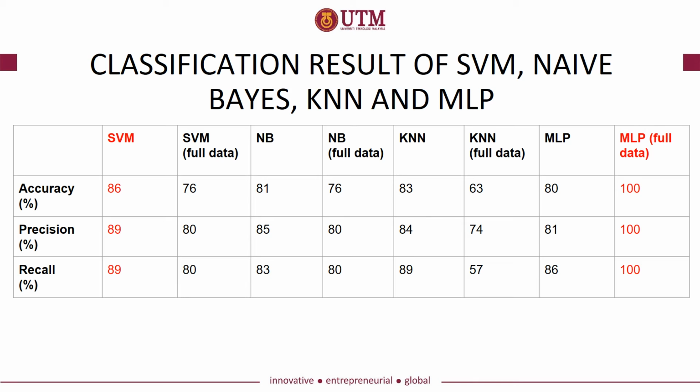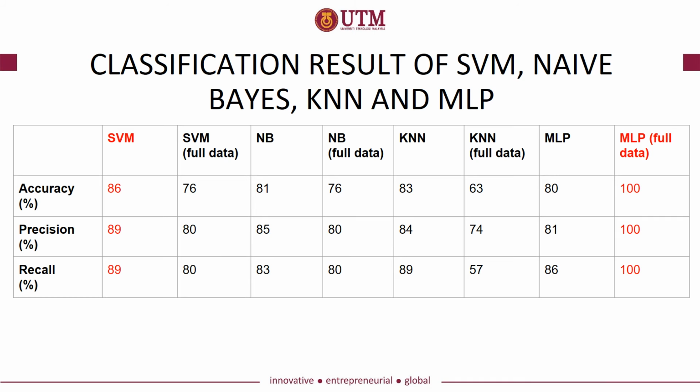In contrast, KNN achieved the lowest result for recall when the full dataset is used, which is 57%. This algorithm also obtained the lowest value for precision, which is 74%, while both SVM and Naive Bayes obtained 80% for both precision and recall.